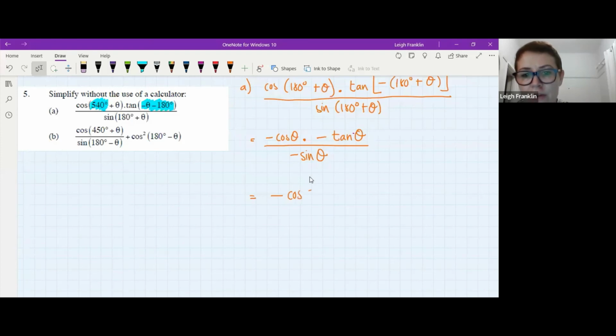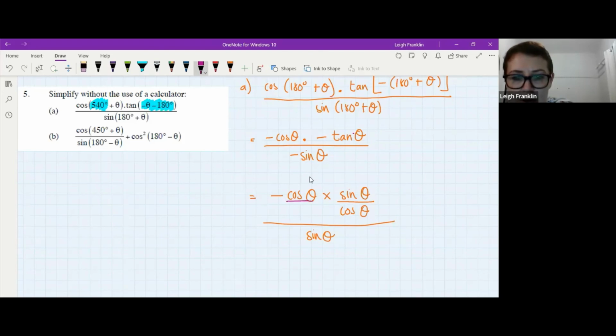I have cos theta. I'm going to change tan theta to sine theta over cos theta, and then I want to divide by sine theta. So here, because this cos theta is in the numerator, cos theta divided by cos theta is 1, and sine theta divided by sine theta is 1. Therefore, my final answer in this case has to be negative 1.